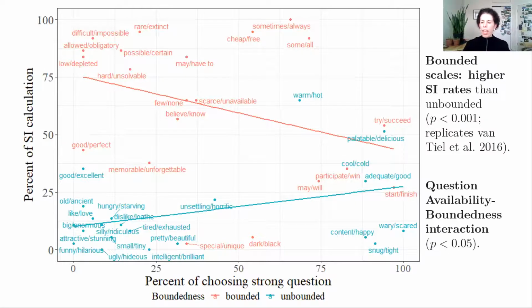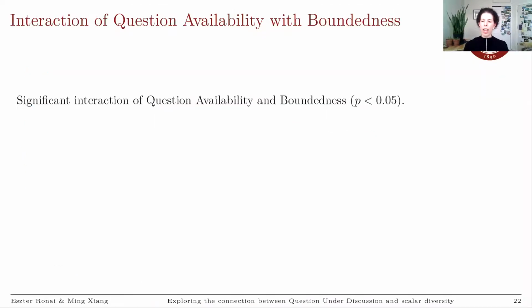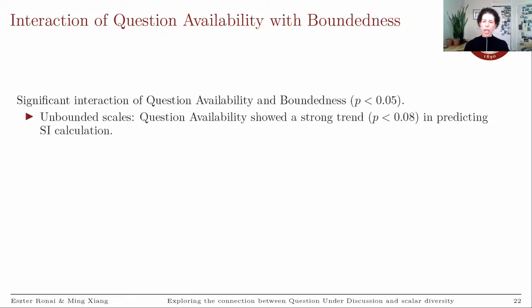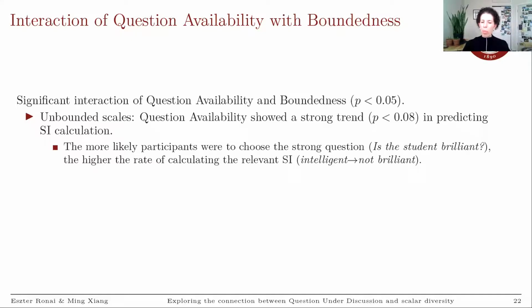But even more importantly, we find a significant interaction of question availability with boundedness. As you can see on this plot, there is a trend of question availability predicting SI rates for the unbounded scales only, so for the blue half of the scales. Let's unpack this interaction a bit more. In particular, we find that unbounded scales do show a strong trend whereby question availability predicts SI calculation. So for unbounded scales, the more likely participants were to choose the strong question, for instance, is the student brilliant, the higher the rate of calculating the relevant SI, not brilliant from intelligent. But for bounded scales, we find no effect of question availability.